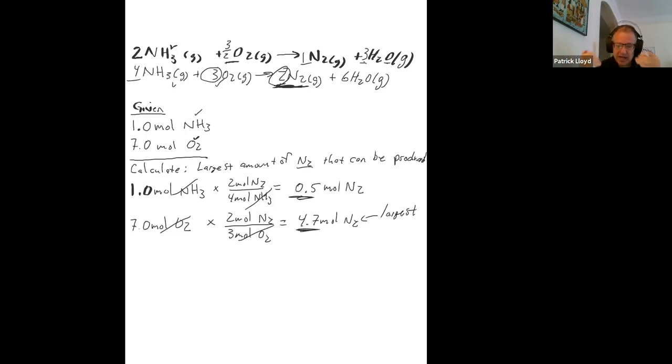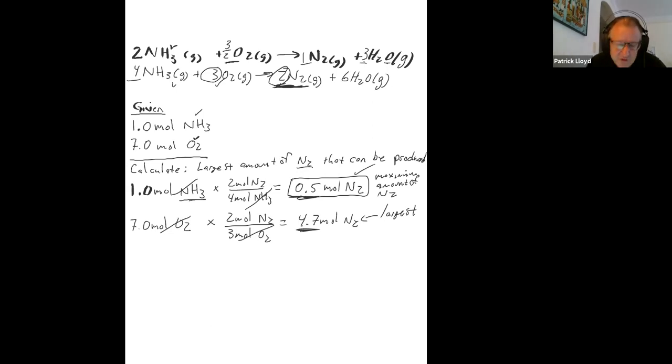Same thing here. Even though we have enough oxygen to make 4.7 moles of nitrogen, we only have enough ammonia to make half a mole of nitrogen. Okay, so you pick the smaller number. So this would be our answer here. This would be the maximum amount of N2. Okay, let me just make sure. Okay, that's good. All right, and so you pick the smaller of the 2, and there you go.